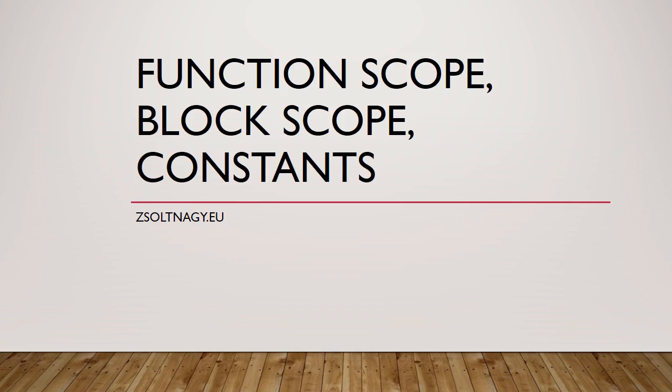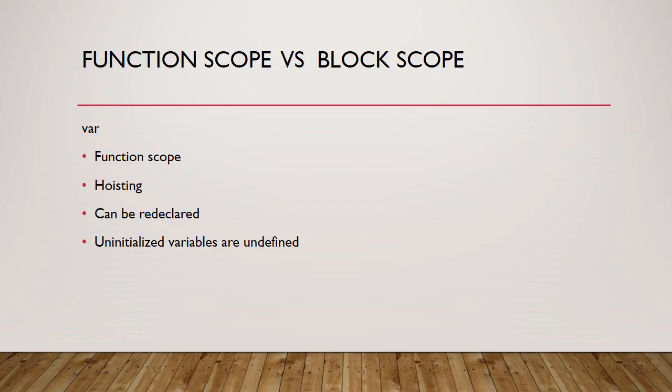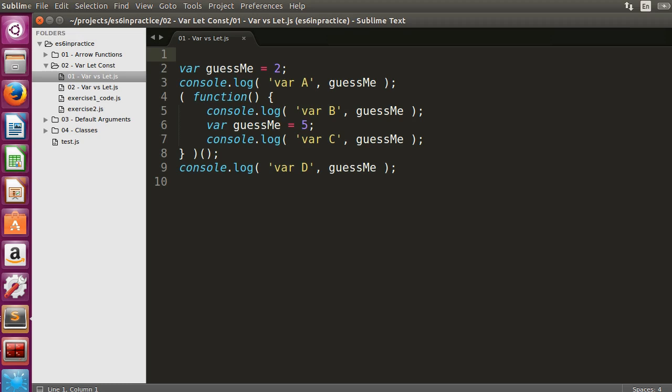This ES6 lesson will highlight the differences between function scope and block scope, followed by the exploration of ES6 constants. In ES5, we used function scope with the var keyword. Variables with function scope are hoisted to the top of the scope, and they are automatically initialized to undefined. Variables can also be redeclared in the same scope. In the first example, you will see these concepts in action.